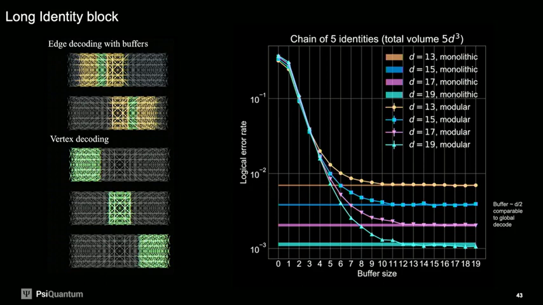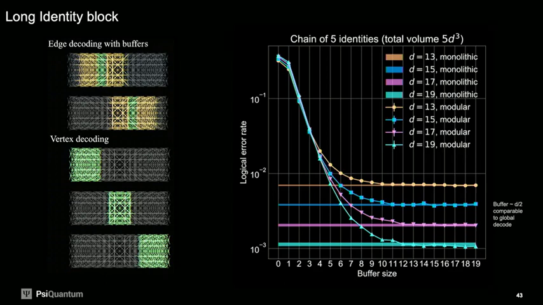Numerically, I'll wrap up now. I'll just quickly say that in practice it performs well, so you can benchmark it on just a simple thing like a long identity block, like d by d by 5d, and divide that into 5 blocks. This is the plot of logical error rate as a function of buffer size for a bunch of different distances. These horizontal lines are what you would get if you decoded it without parallelization, just all in one go. And so you approach that as the buffer size increases.